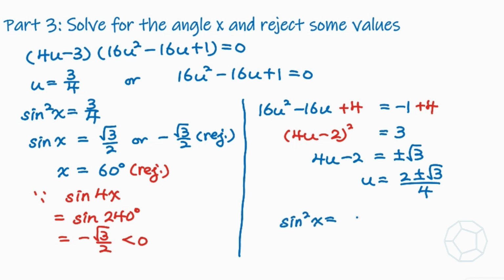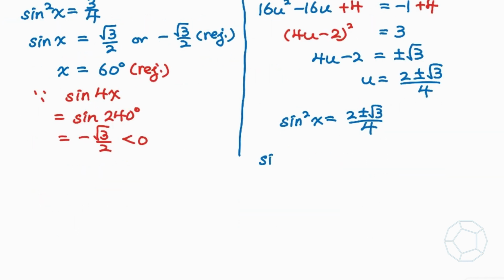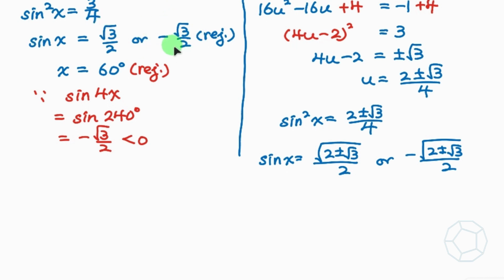Now sine squared x is (2 plus or minus root 3) over 4. So taking square root, sine x is equal to the positive square root of (2 plus or minus root 3) over 2, or the negative square root. Again, just like the case of sine x is equal to minus root 3 over 2, therefore it is rejected. While for the positive value, we'll have a square root inside a square root. We call this a compound surd. And to simplify this compound surd, we'll do the following.